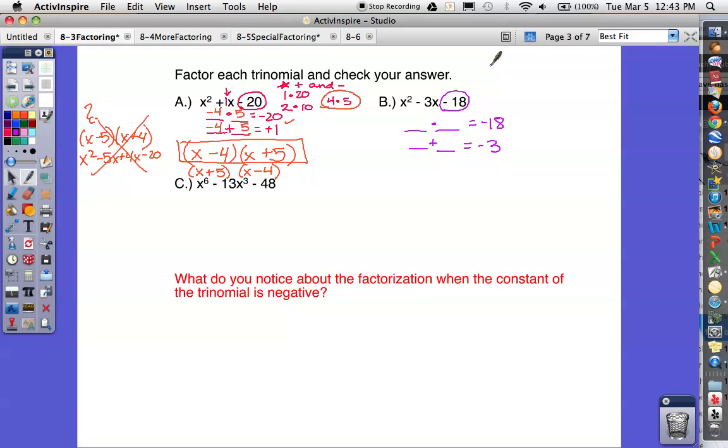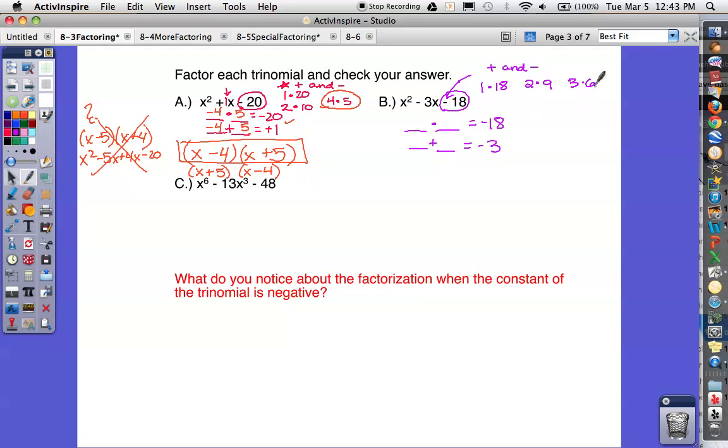Factors of 18, again, we'll know that there's one of each. How do we know there's one of each? Because your product comes out to be negative. If your product comes out to be negative, you must have a positive times a negative or a negative times a positive. So 1 times 18, 2 times 9, and 3 times 6.